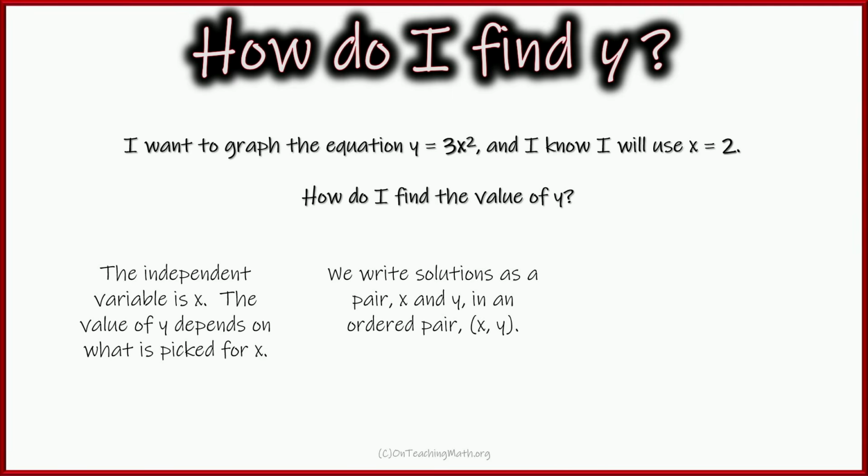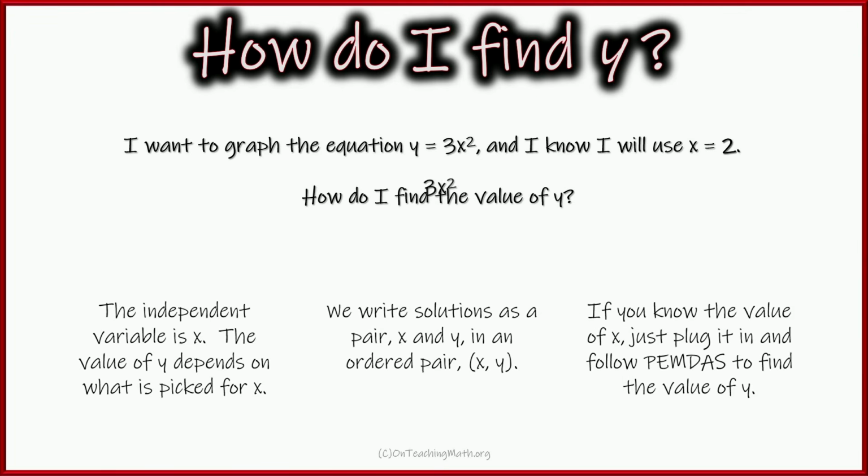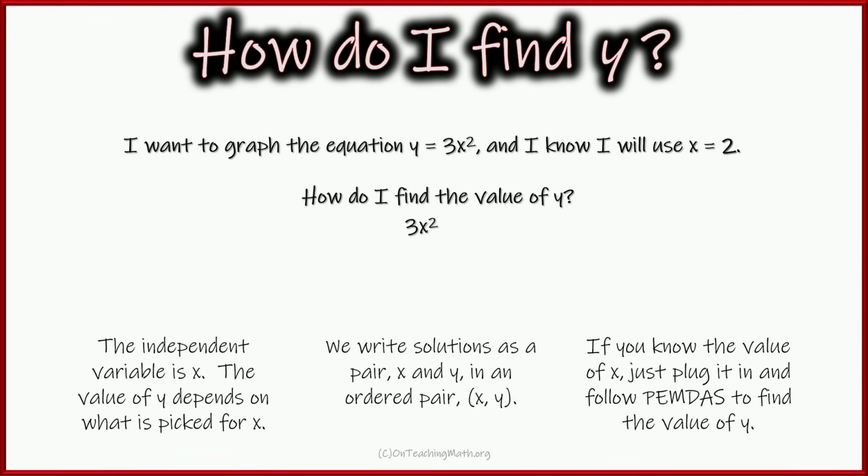Now, when we're done, we write our answers as an ordered pair, x comma y, like that. So all you got to do, if you know the value of x, is just plug it in. I'll show you how right here. You ready? So we're going to start off with 3x squared. And what we do is everywhere you see an x, you put parentheses, and you're going to plug 2 in right there. So you have 3 parentheses squared, so 3x squared. Get rid of the x, put the parentheses.